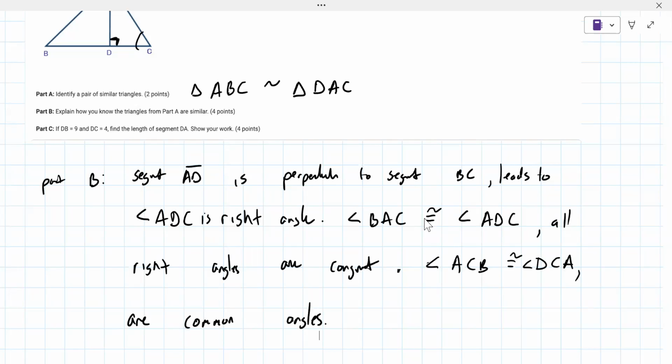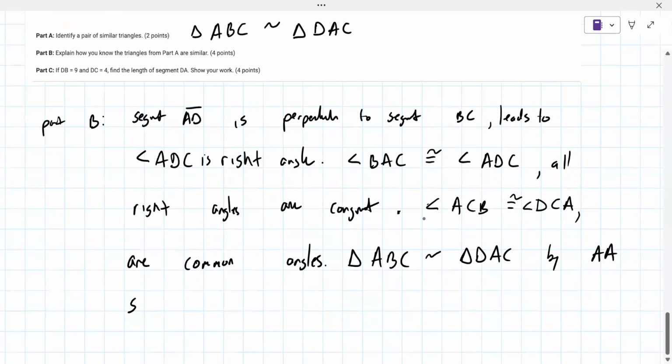All right, so now we can say that the triangles are similar. So triangle ABC is similar to triangle DAC by a similarity postulate. Triangles EAC, EAC by similarity postulate.